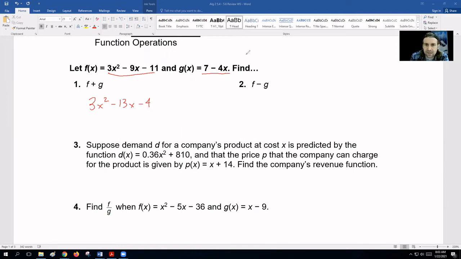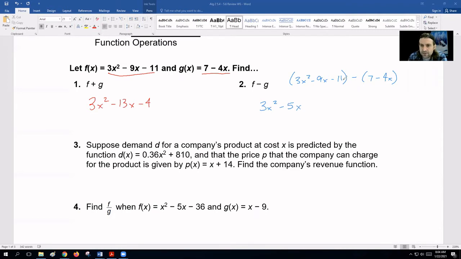And there's the answer. Now, when it comes to subtracting, you might want to write it out as 3x squared minus 9x minus 11 minus 7 minus 4x, because subtraction order does matter. We start out with 3x squared, by itself it's positive. But when we're subtracting here, we have -9x minus -4, so that's like -9x plus 4, which would be a -5x.